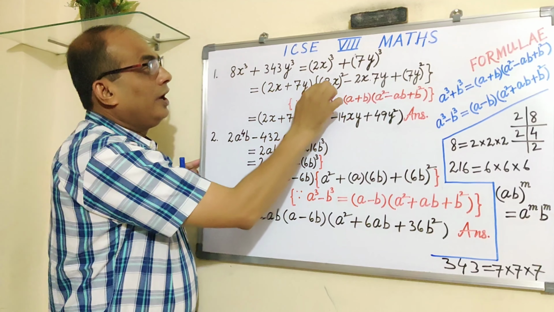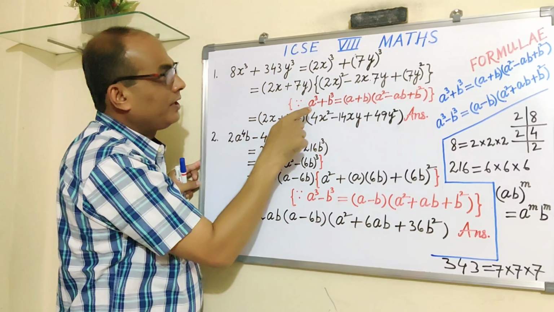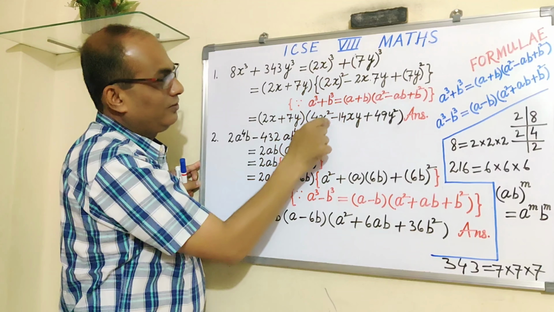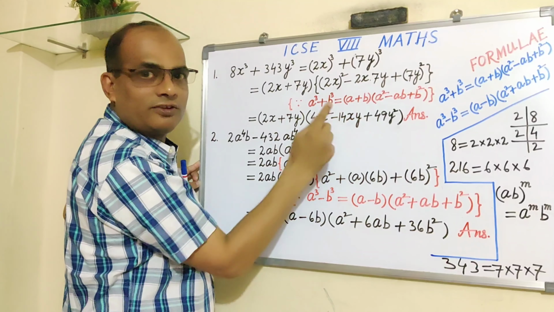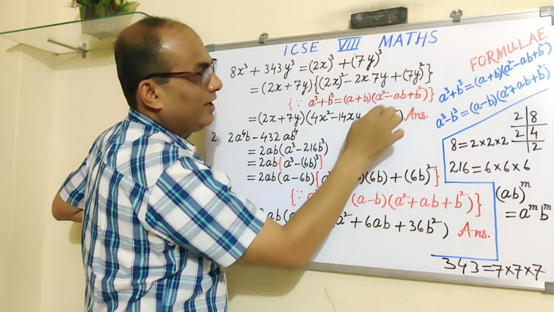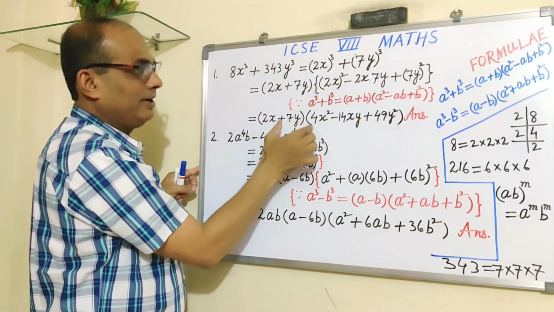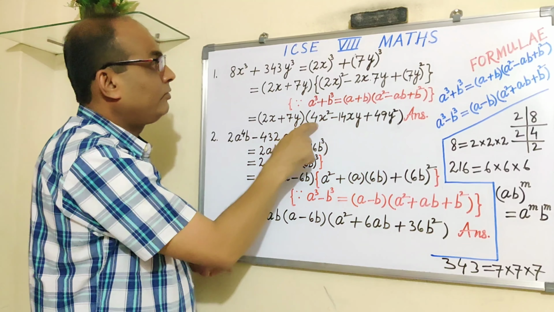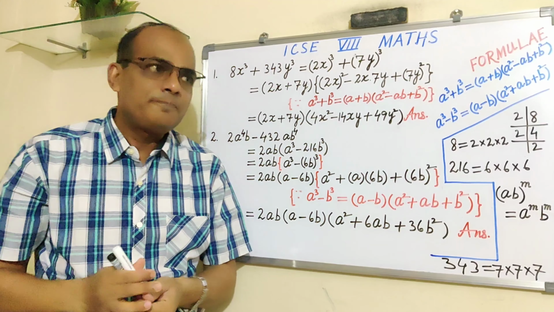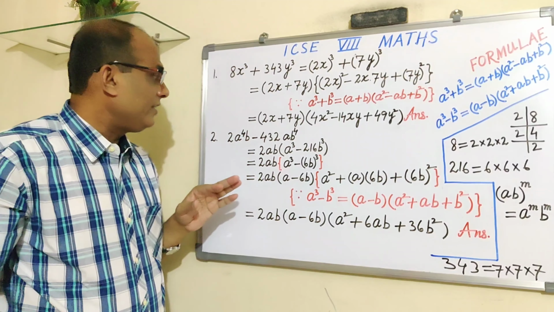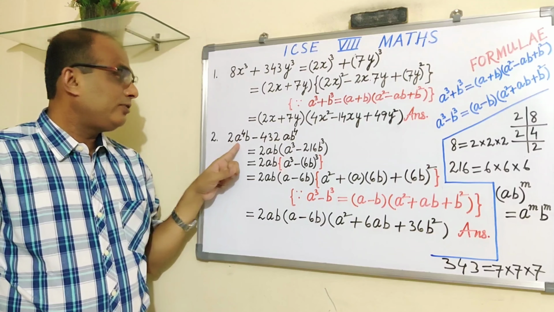Alright. Now 2x whole square means 2 square and x square. I have already explained to you. So 2 square is 4 and x square. 2 sevens are 14, x into y means xy. And 7 square is 49 and y square. Got it? So (2x plus 7y) in one bracket, and in another bracket (4x square minus 14xy plus 49y square). And this is your answer. So easy.